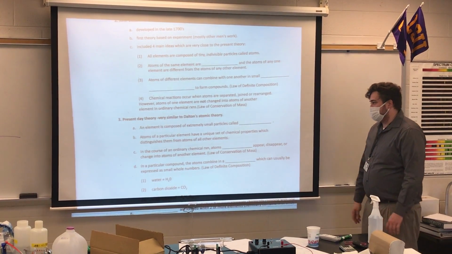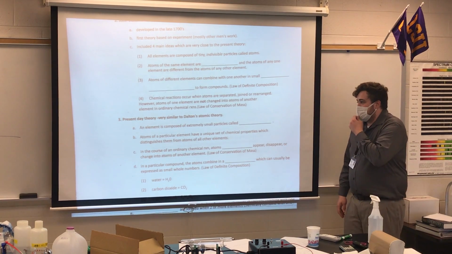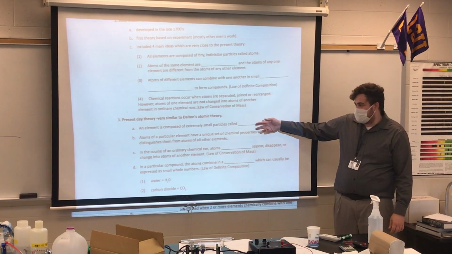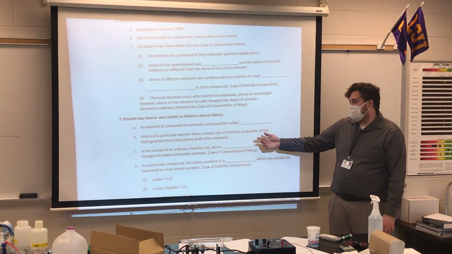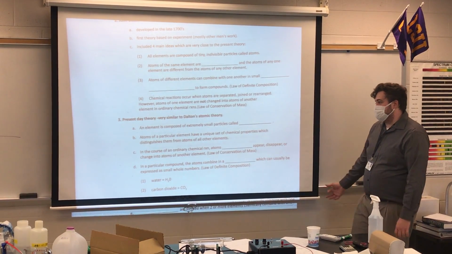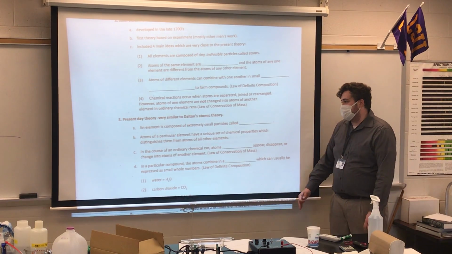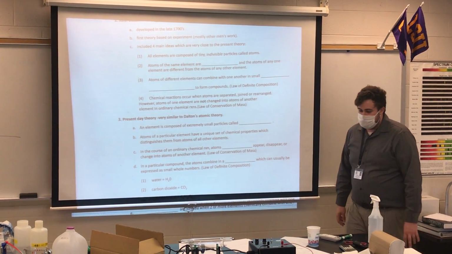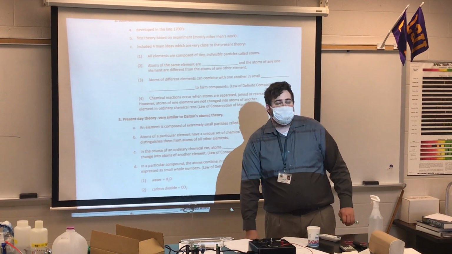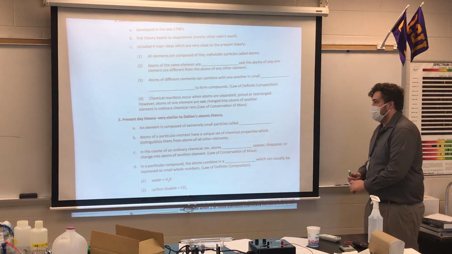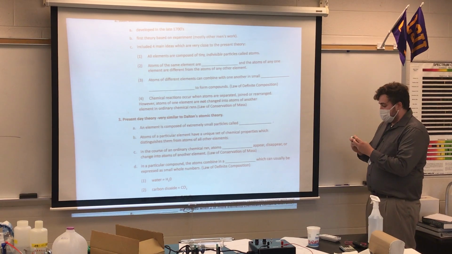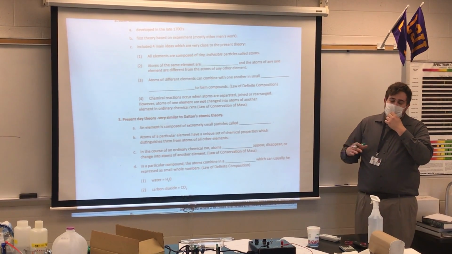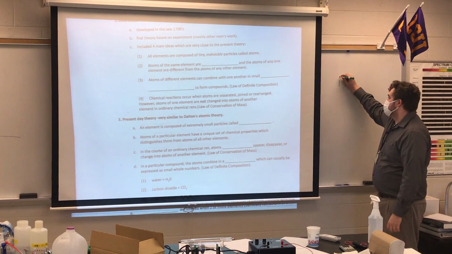So, present day theory. An element is composed of extremely small particles called what? Atoms, right. Atoms of a particular element have a unique set of chemical properties which distinguishes them from atoms of all other elements. So, the reason we say this, and I don't think you got the video on Tuesday, so I'll talk about this now. We'll talk about this later, but I'll just introduce the idea here. So the reason that is, there are these things called isotopes.